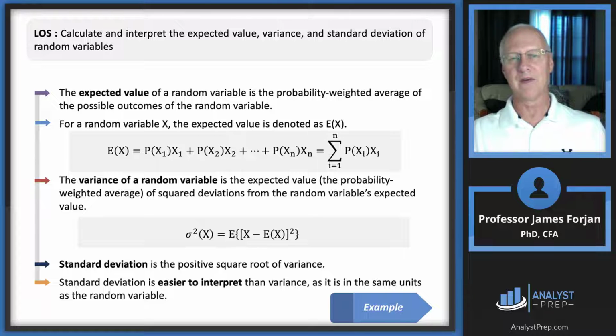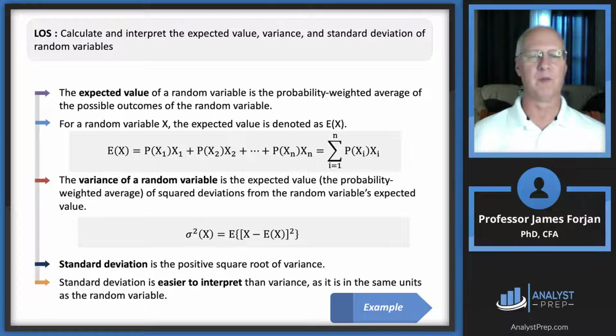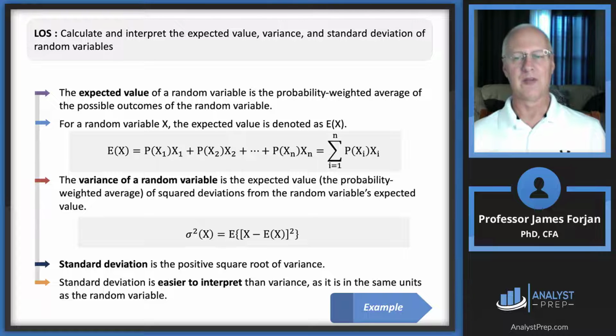The comma after it tells us that what we want to do is make sure that the minus numbers don't exactly offset, or offset at all, the plus numbers. So we square it to get rid of the negative. And look at that last arrow point. Standard deviation is easier to interpret because it is in the same units as the random variable.